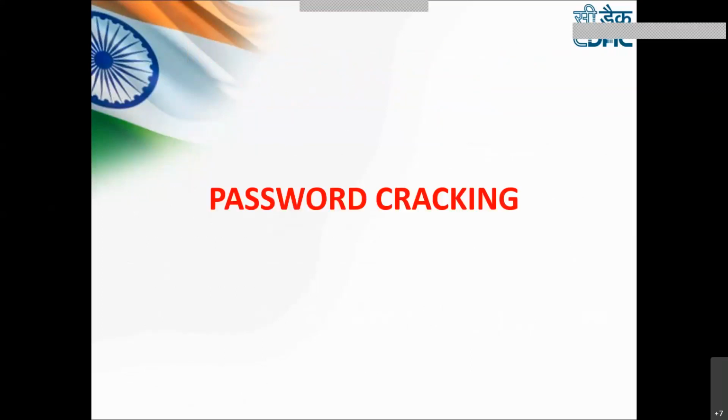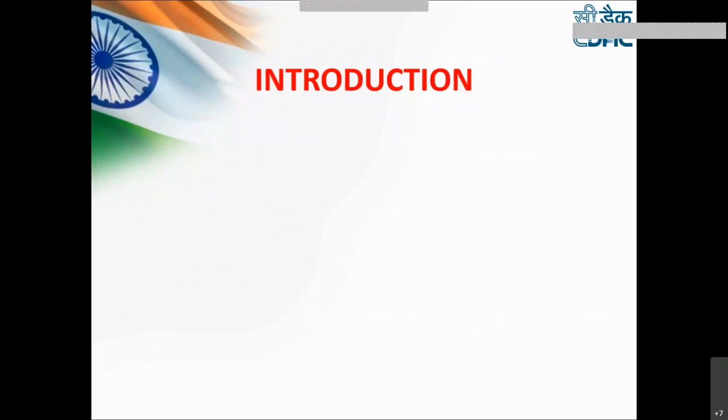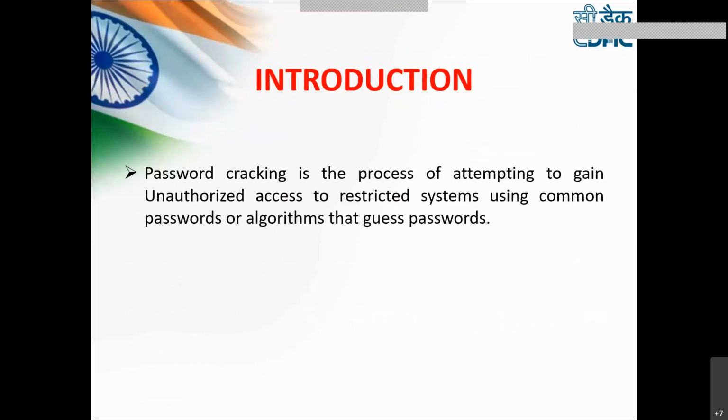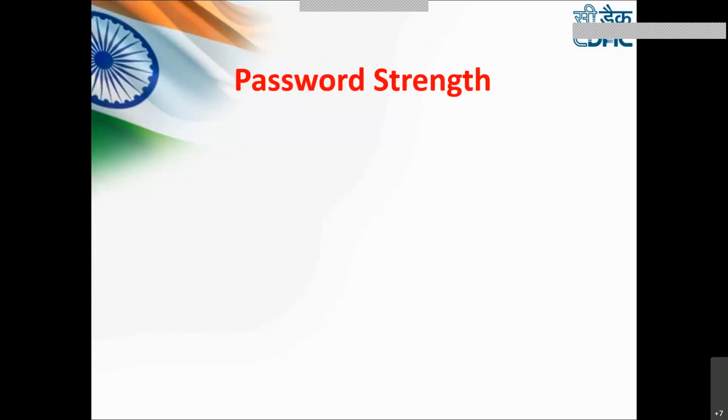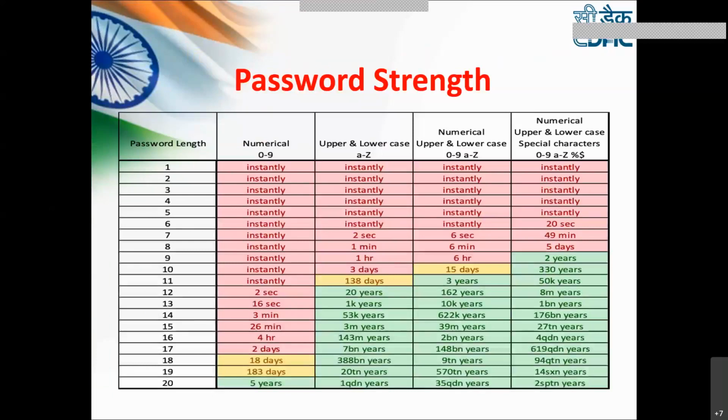There's one more: password cracking. That is the most common type of attack if you're learning ethical hacking. Password cracking is the process of attempting to gain unauthorized access to restricted systems using common passwords or algorithms that guess passwords. In other words, it's the art of obtaining the correct password that gives access to a system protected by an authentication method. So there would be a login form, and one can try to brute force every username and password. Password cracking has different types of methods, but first is password strength.